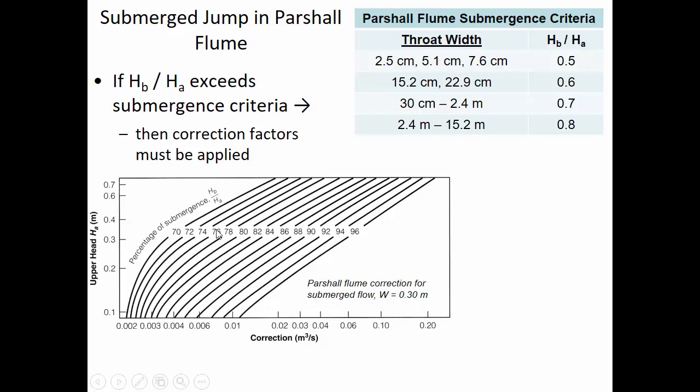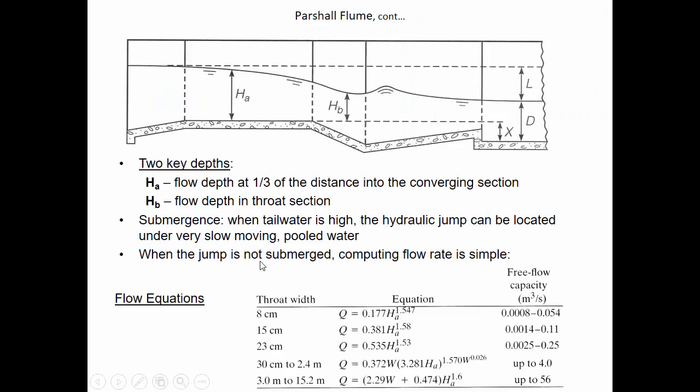So what you do is, if the downstream depth in the throat is too high, then you'd correct. And you'd look up what is your specific B to A ratio. And so you'd find what percent submergence there is, and then you'd find out what is the upper head. So if you had measured an upper head of 0.3 meters and it was 80% submerged, then you'd go down and find what is your correction volume. Like how much of the flow rate do you need to subtract off of what the equation itself gives you. So that's what we're going to work through.